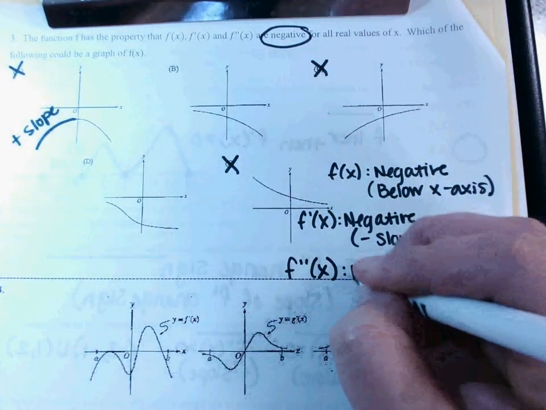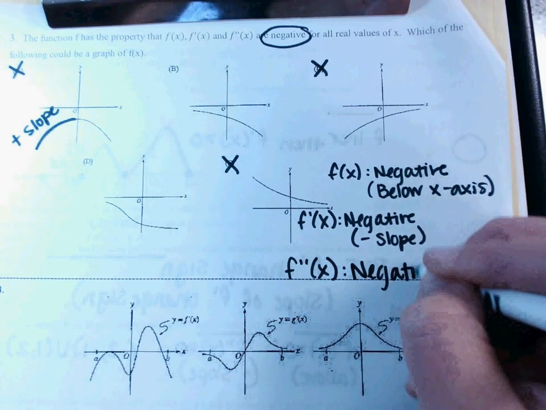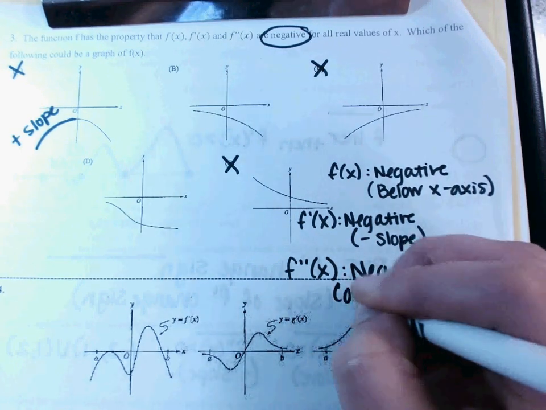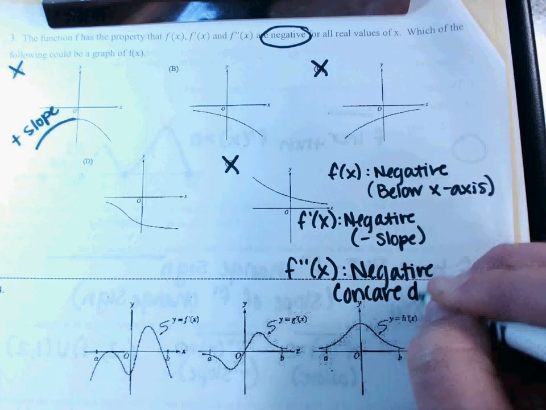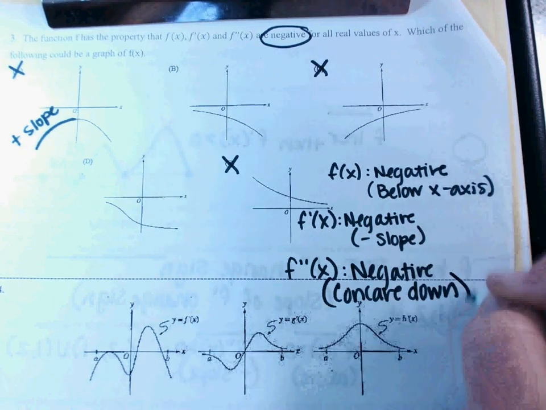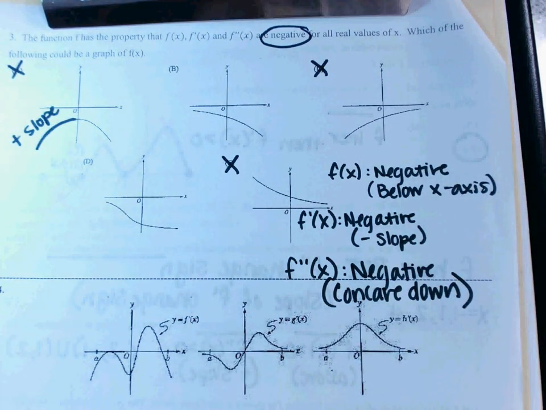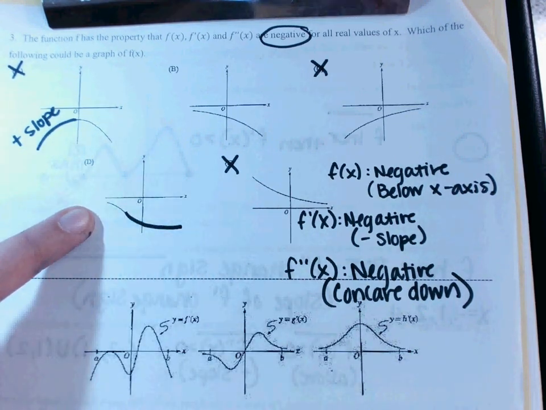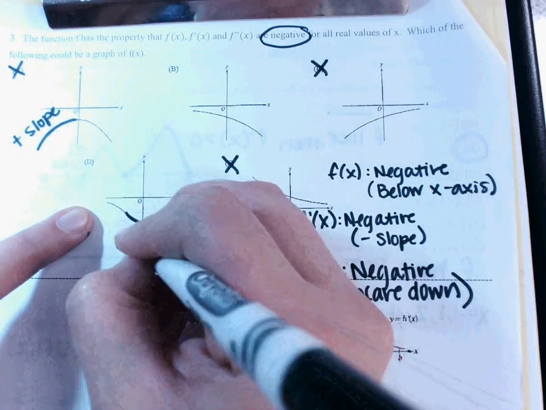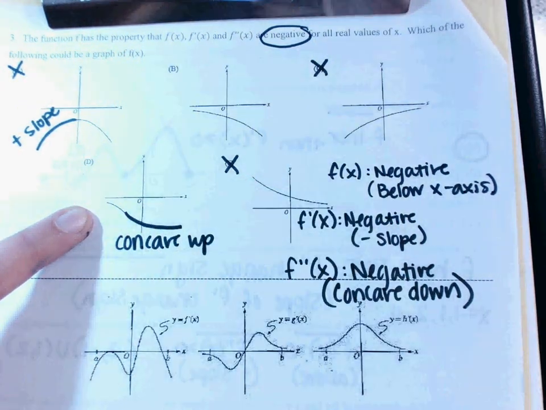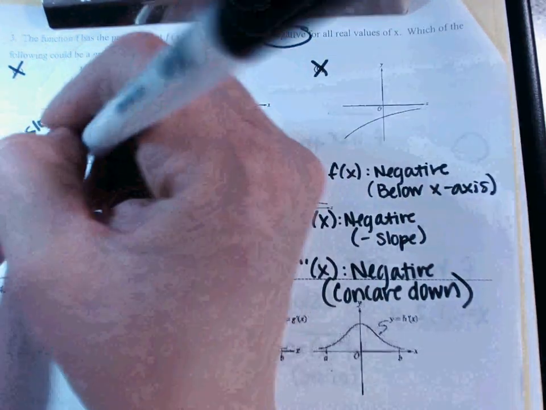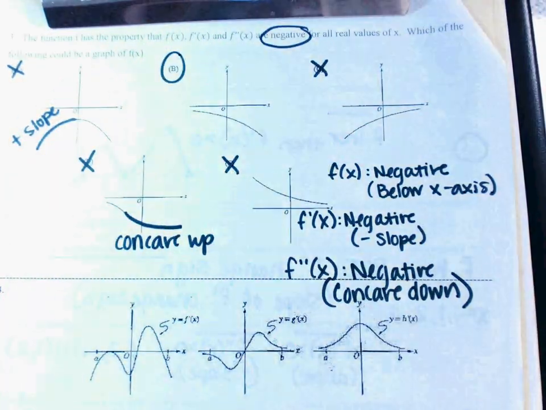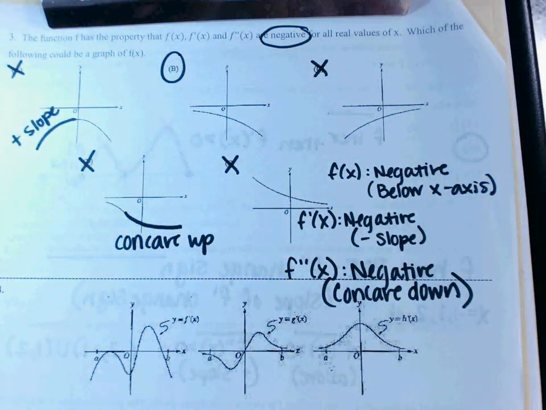Concave down. So out of your two remaining graphs, which one is not always concave down? D. Look at this little piece. That part counts as concave up. So that would not be allowed. It would have to be B. Okay? Alright, turn the page.